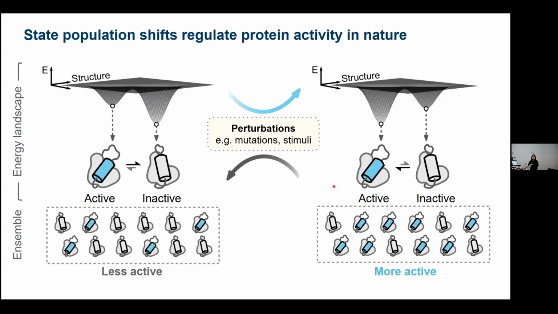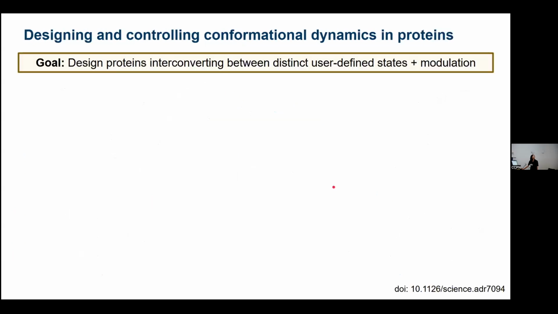And so the goal of my work was to see whether or not those kinds of state-of-the-art design methods that Clara talked about earlier are accurate enough and generalizable enough to design this kind of behavior de novo. And so in specific, we aimed to see whether or not we could design proteins that interconvert between two user-defined structural states, and also see if we could modulate the conformational equilibrium through various perturbations.